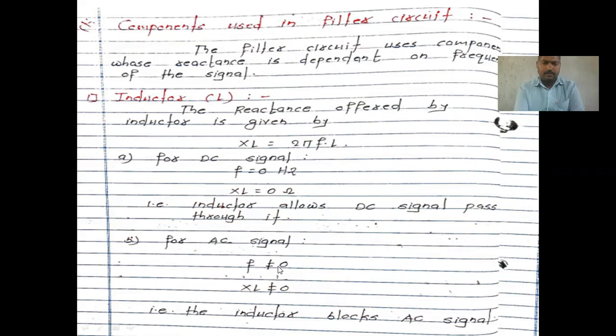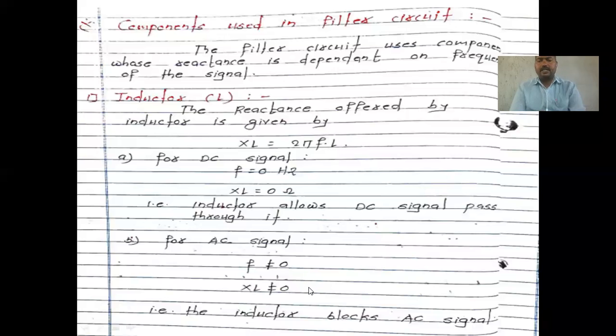So the value of XL is equal to 2 pi F L, and the product of it is greater than 0. So for the AC signal, it gives the highest reactance. So the AC signal should not be passed over here in this case. This is the thing with respect to the inductor.